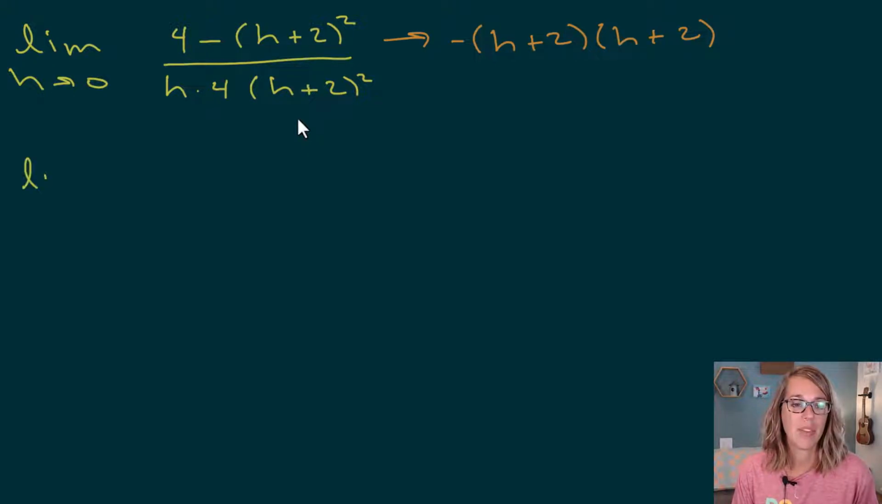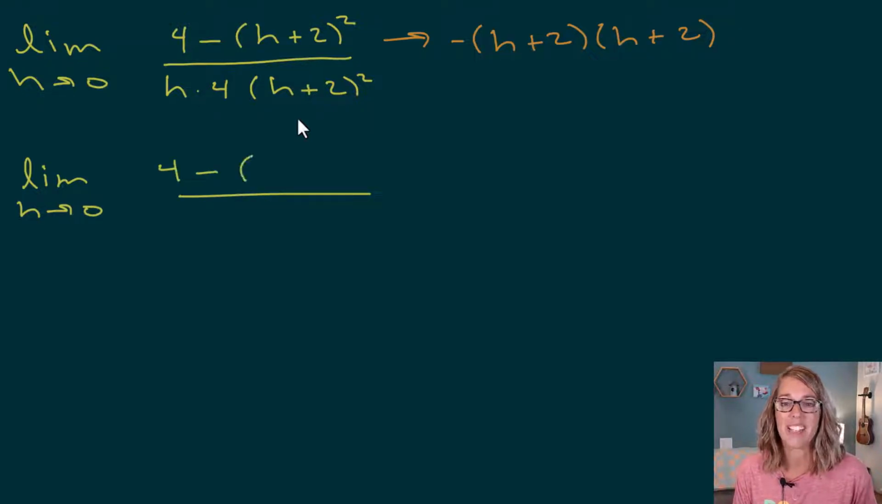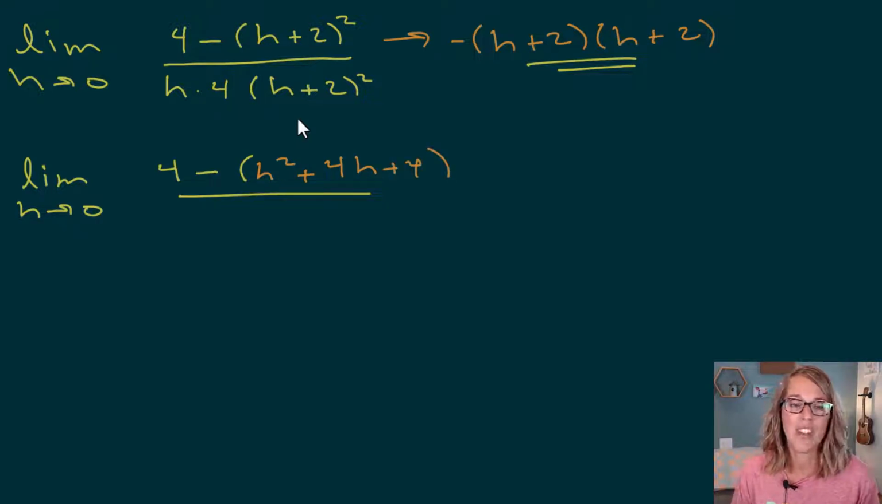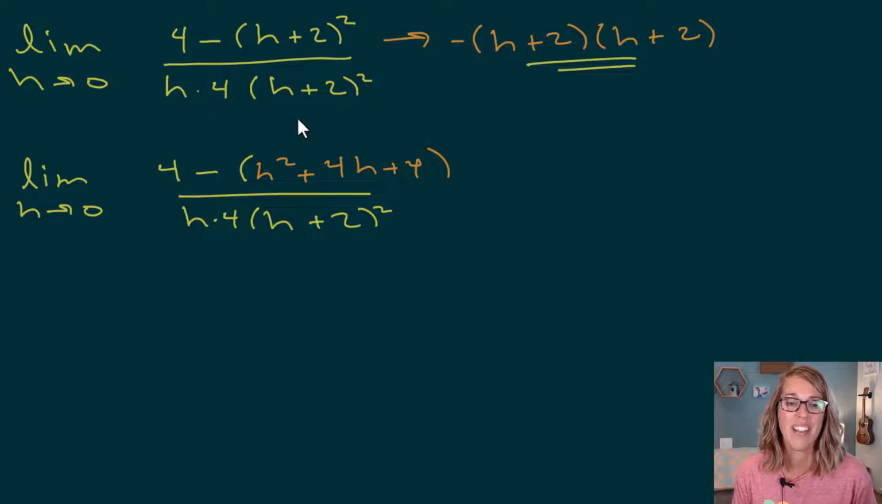So we have the limit as h approaches 0. In my numerator, I have the 4 and I have the minus, and let's go ahead and multiply through this FOIL. So I have h squared plus 2h and 2h, that's 4h plus 4. And then still in the denominator, do not multiply this out because our goal is to cancel. So h plus 2 squared. Let's distribute that negative sign. Really nice things start to happen when we distribute the negative sign.